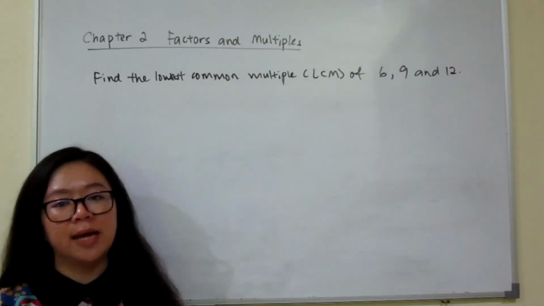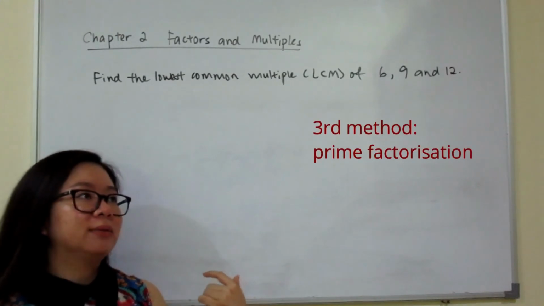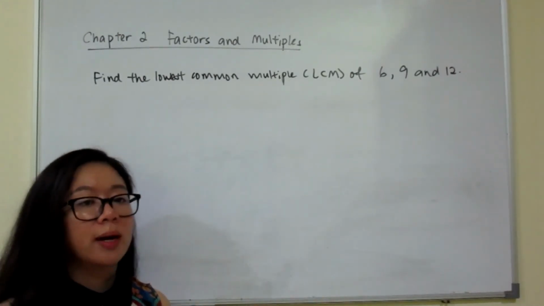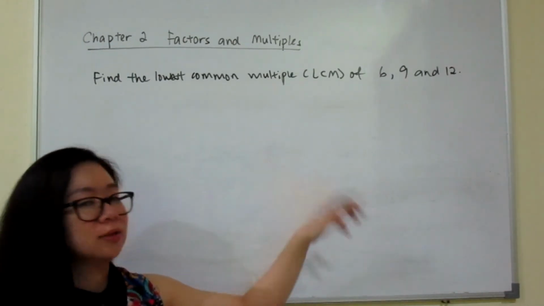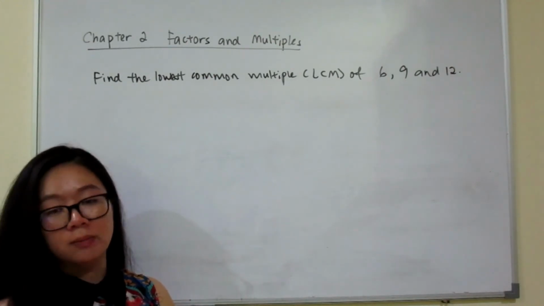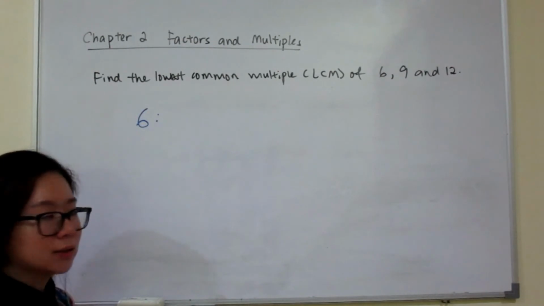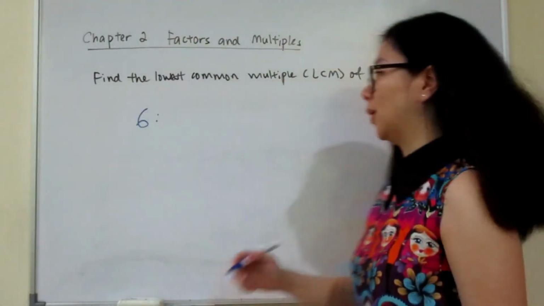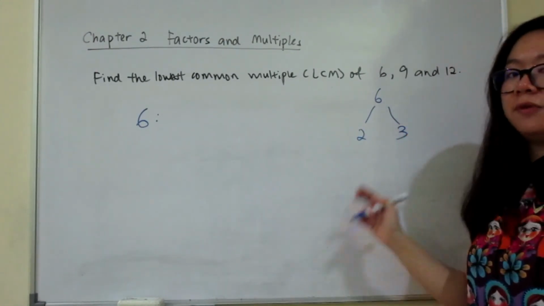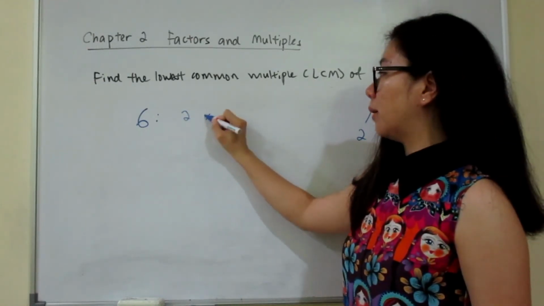So now let's look at the third method, prime factorization. As the name suggested, for prime factorization we're going to split 6 into its prime factorization form, and then 9, and then 12. And then we combine the common ones. So let's split 6. For prime factorization, how do you do it? We split 6 into 2 times 3. Can we split 2 and 3 further? No, that's it. So write down 2 times 3.